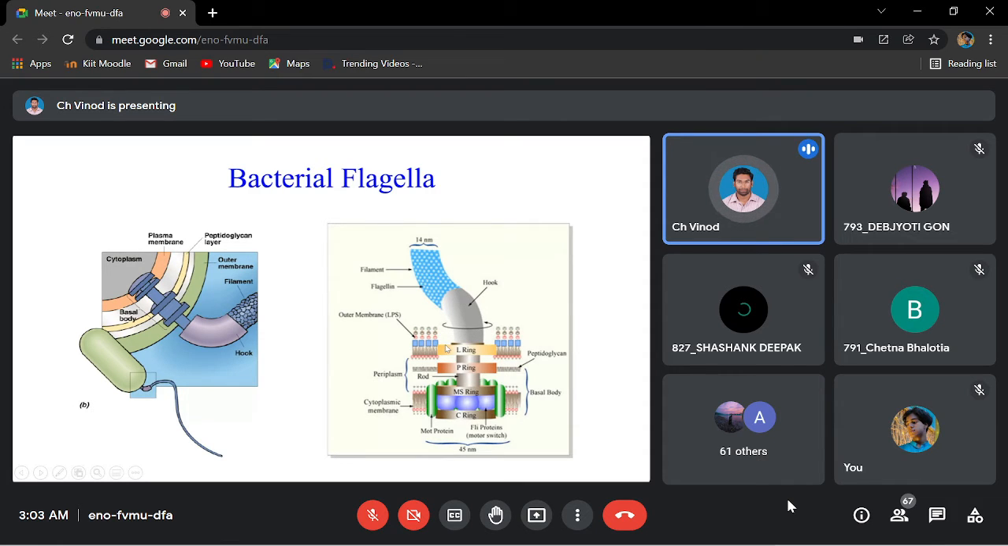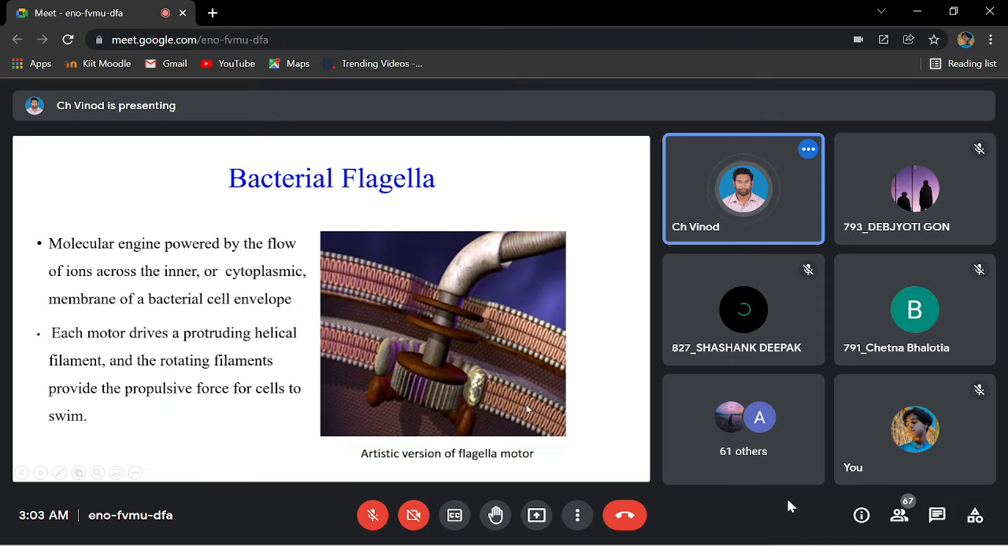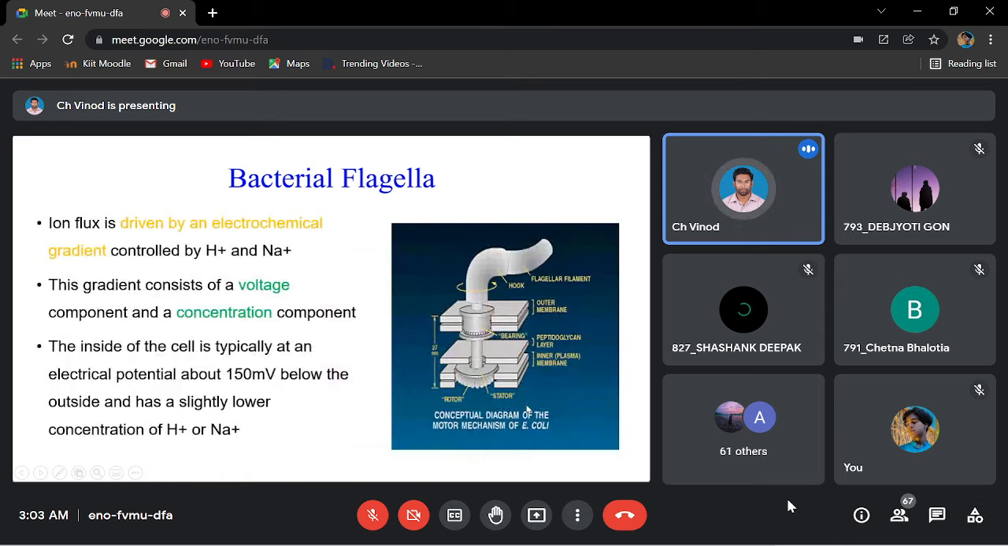The hook also rotates in conjunction with the rings, and these rings will be deriving their power from two different ions. One will be sodium ion, and the other one will be potassium ions. Both of these ions will generate an electrochemical gradient, which usually will be approximately around 150 millivolts. And this gradient is suitable enough for the bacteria to take part in the swimming process.